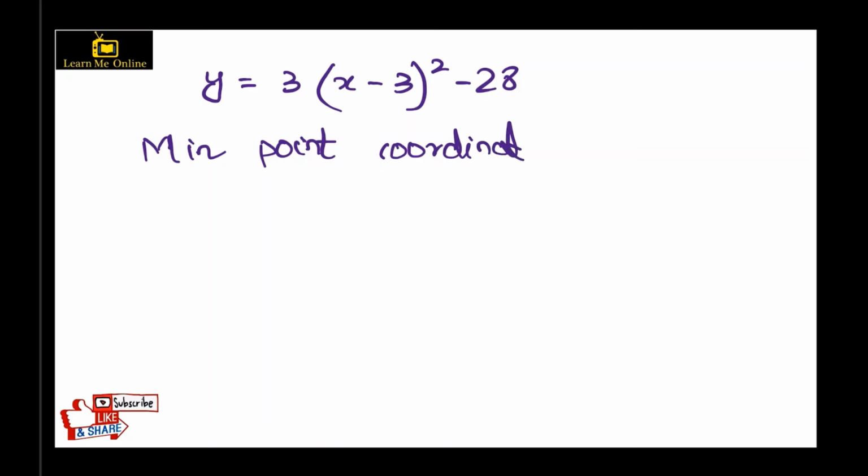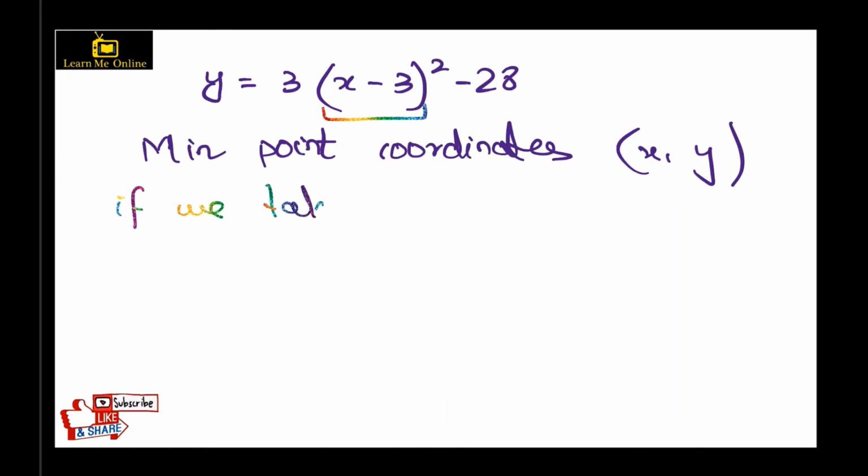To find out the minimum point coordinates, we are looking for the x and the y value. We're going to start with what x value we're going to make the bracket equal to 0. Because there's a minus 3 already, if we take x equals 3, then we'll be getting 3 minus 3 whole squared, which equals 0.